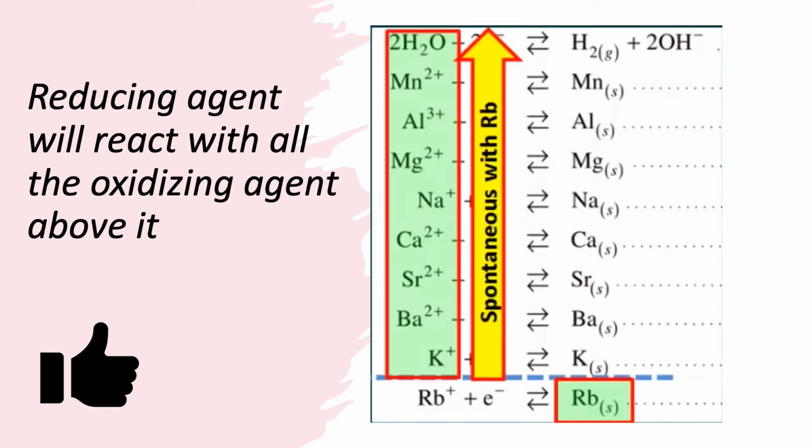Now, let's look at a reducing agent on the right. For example, Rb. It will react spontaneously with every oxidizing agent on the left except for Rb+, because it is at the lowest right on the table, and it reacts with every oxidizing agent on the left above it. So Rb solid is the strongest reducing agent.